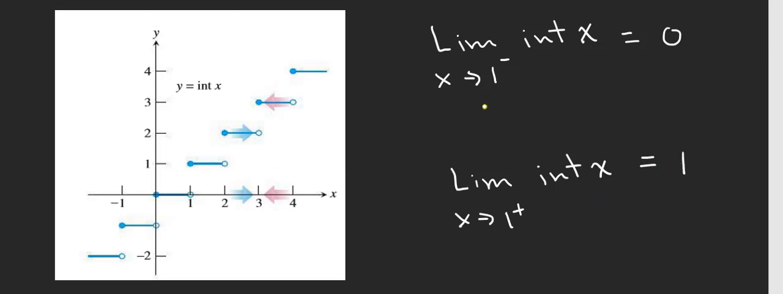So what can we conclude? Do we have a limit as x goes to 1 of greatest integer of x? Well, it doesn't exist, because when you approach 1 from the left, you approach 0, but when you approach 1 from the right, you approach 1. So the limit as x approaches 1 does not exist. In order for it to exist, whether you approach from the left or right, you have to approach the same number.